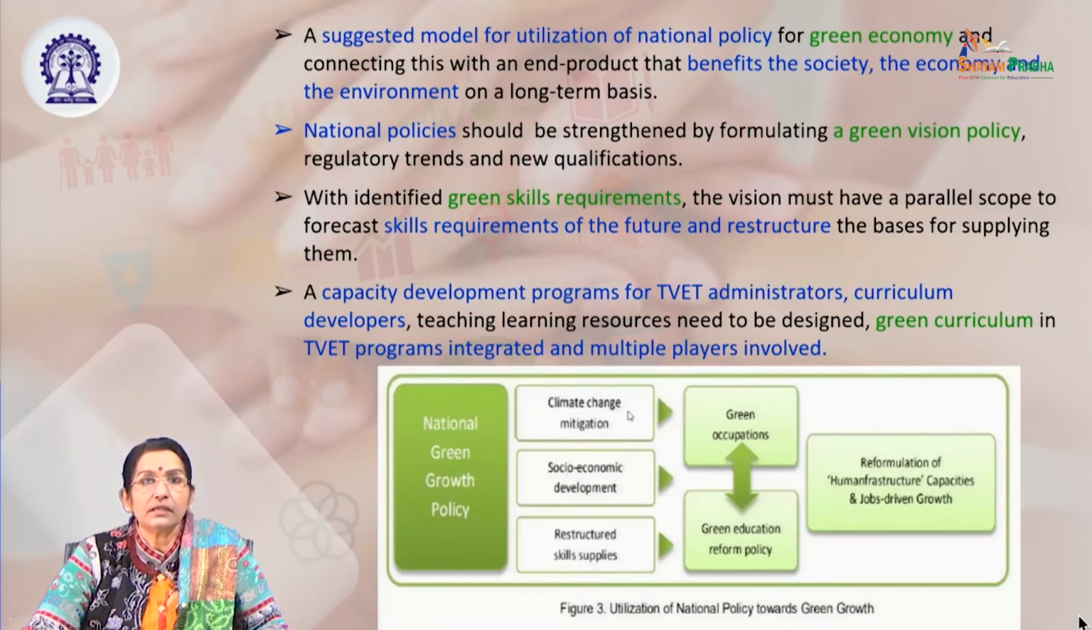Regarding the first thing, suppose climate change mitigation is one aspect, suppose that is the most important and vital. Then socio-economic development of the people in the particular community and in the country, then the restructured skills and supplies. So, these are the priorities: climate change mitigation, how to mitigate it, then socio-economic development of the people, and the restructured skill supplies. What are the new skills and competencies to be developed and how can they be created?